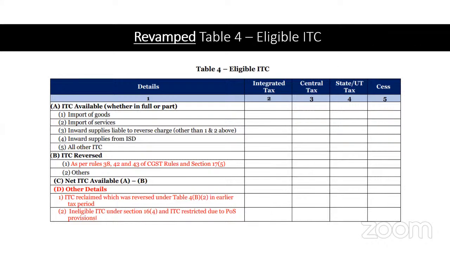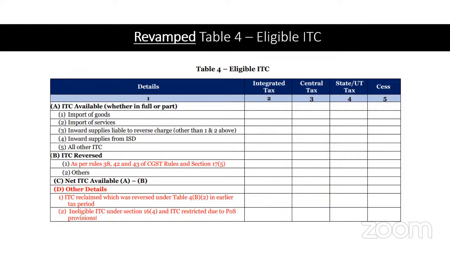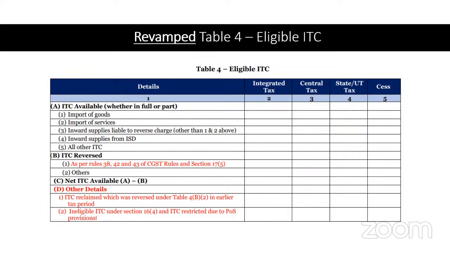Can I say this, sir? Yes, please. What is it? Sir, what is the exact meaning of actual receipt of goods? Okay, good question.